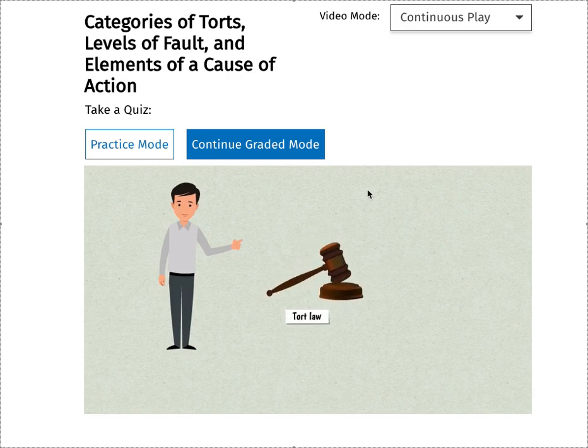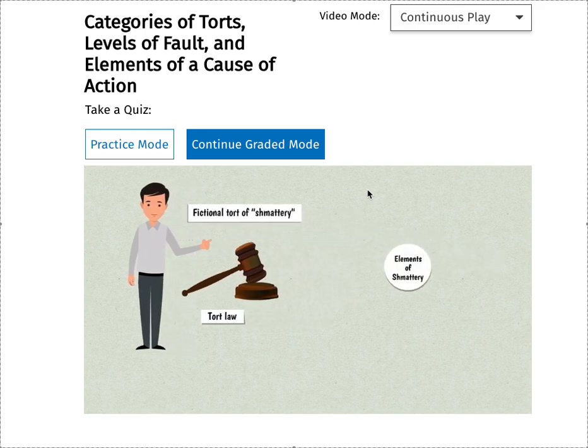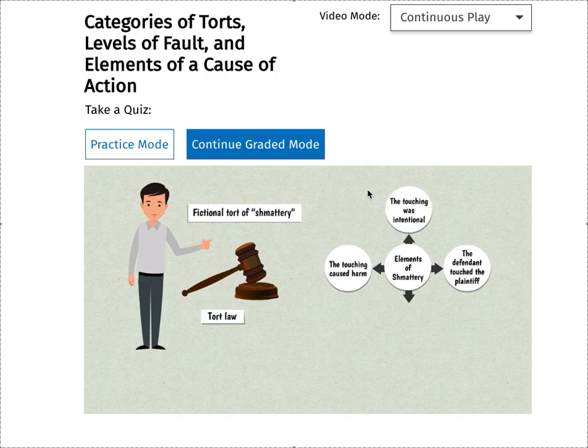To avoid jumping the gun on our reviews of actual torts, let's consider the fictional tort of schmattery. The elements of a tort are often established by case law, or for statutory causes of action are spelled out in the statute. But since schmattery is fictional, let's stipulate that the elements of schmattery are that the defendant touched the plaintiff, the touching was intentional, the touching caused harm, and the touching occurred on a Saturday.